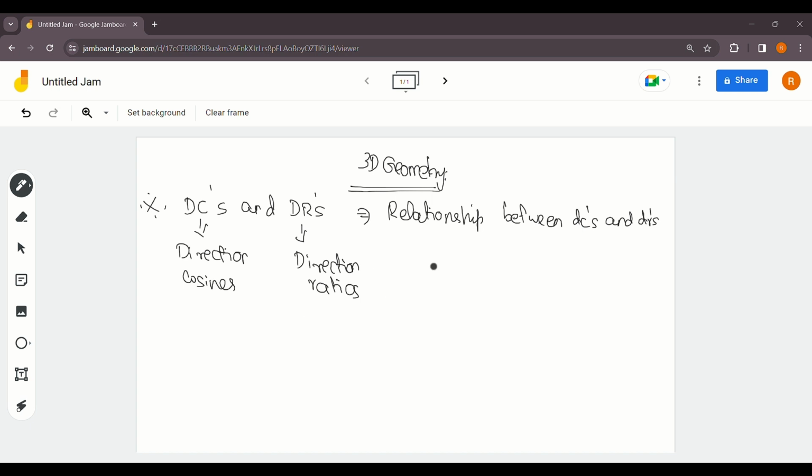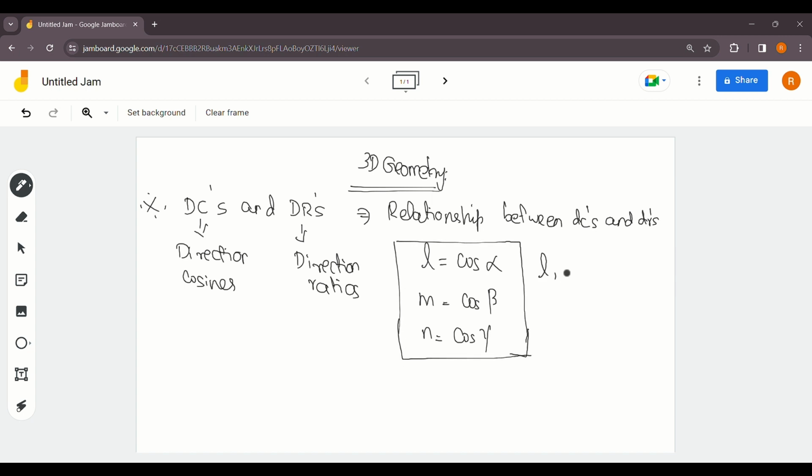So here I'll write l is equal to cos alpha. You all know what l, m and n are. For your simple understanding, l, m and n are nothing but DCs. So suppose if you know the DCs, the direction cosines, how to find out the ratios, like for example a, b, c, the direction ratios? Now both of them are connected by using a relationship.